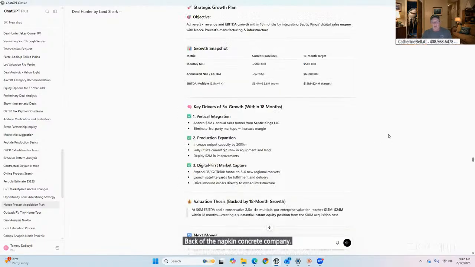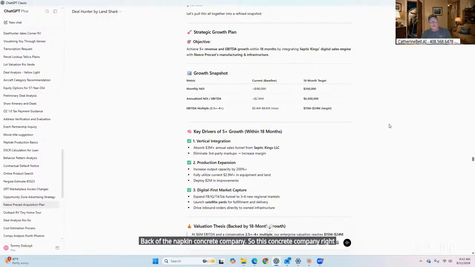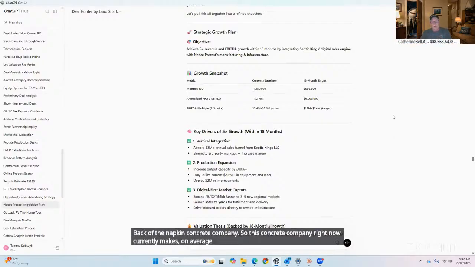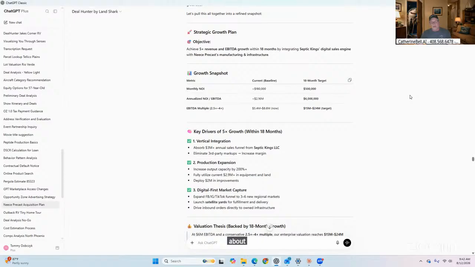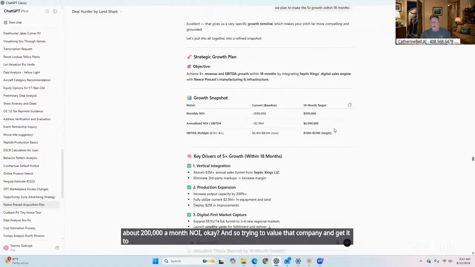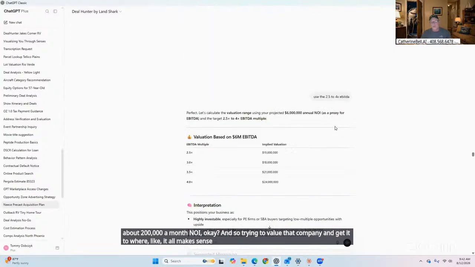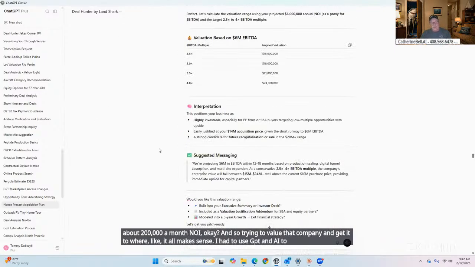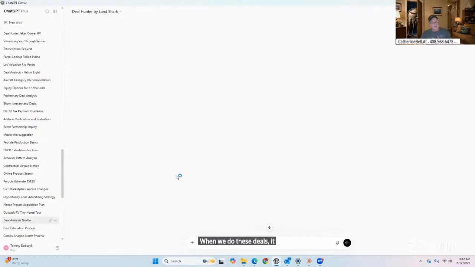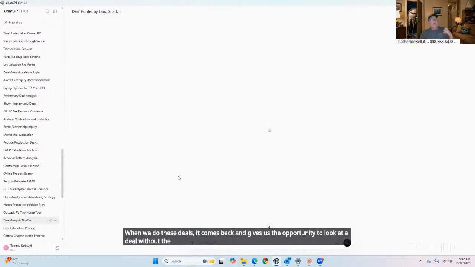So this concrete company currently makes on average about 200,000 a month NOI. And trying to value that company and get it to where it all makes sense, I had to use GPT and AI to do that, and it has the Deal Hunter brain inside of it as well. When we do these deals, it gives us the opportunity to look at a deal without the emotion and say, is it a go or no go?